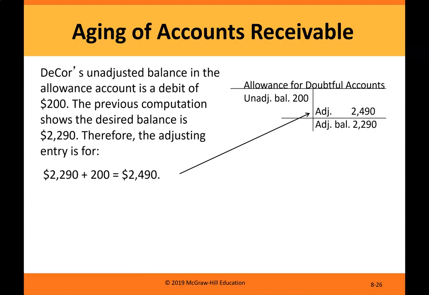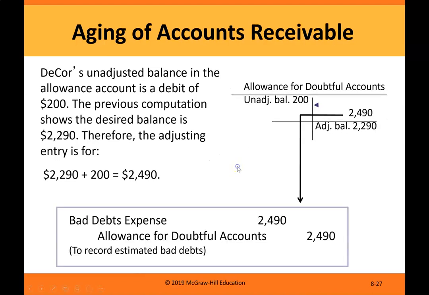I meant to say you have to add the $200, not minus it, because the $200 is on a debit balance this time. So the adjusting entry would be debit bad debt expense, $2490, and credit allowance for doubtful accounts, $2490, to record estimated bad debts.